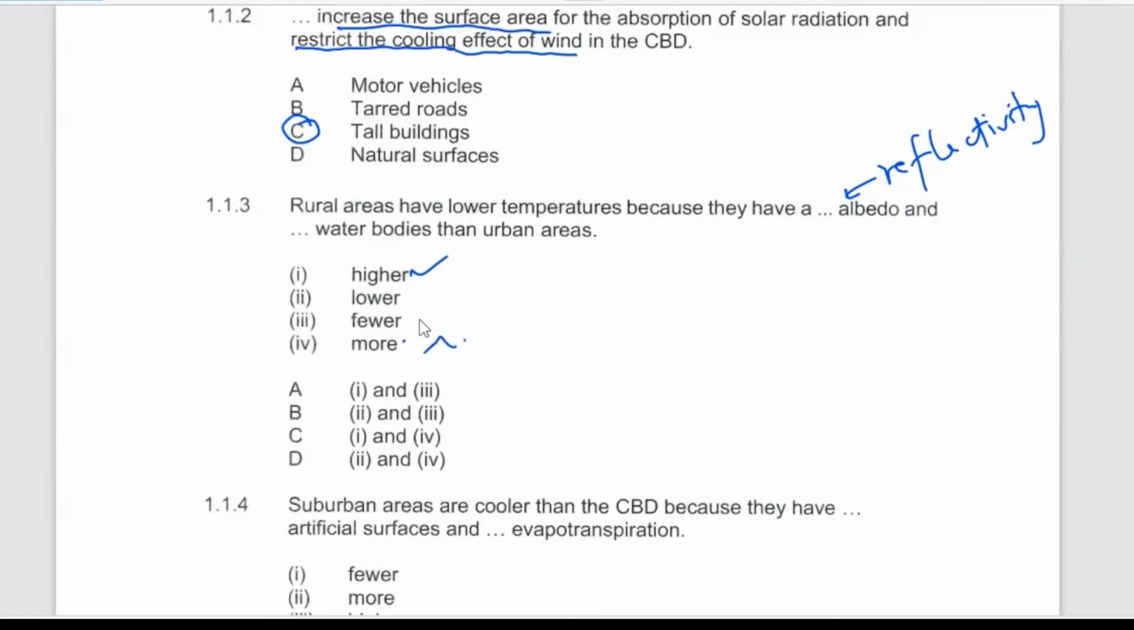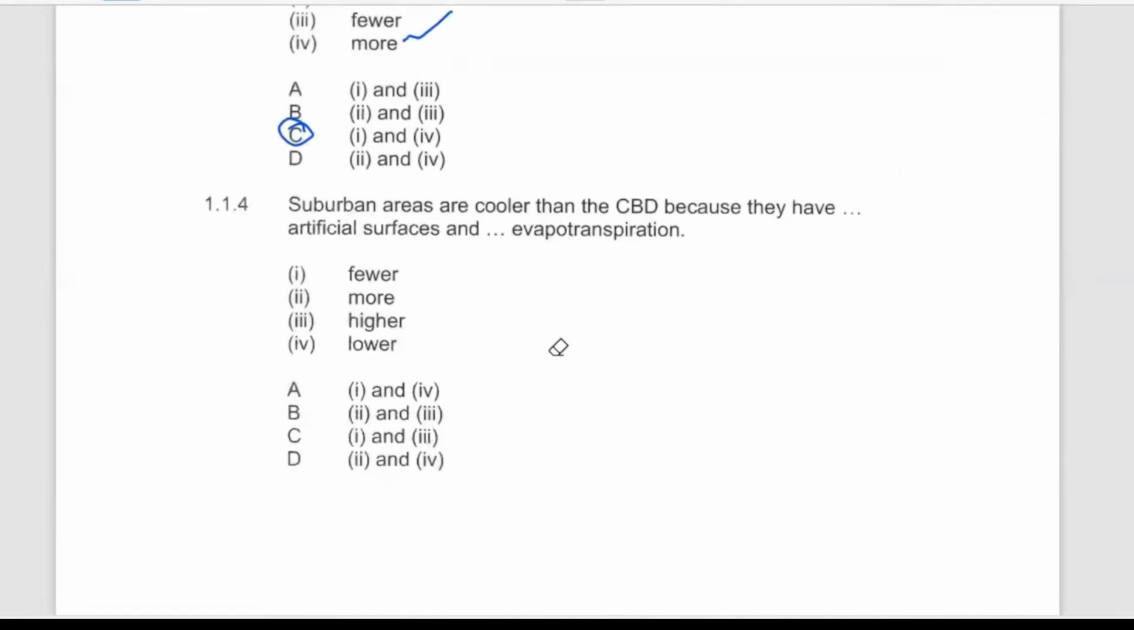And also we tend to find that we have more water bodies. The water bodies are responsible for producing a cooling effect because of evaporation, and also because of high reflectivity, we tend to have much of the heat being lost back because of the reflective effect. So item number 1 and item number 4 combine to give us the correct response at item C. Right, moving on to the next question.